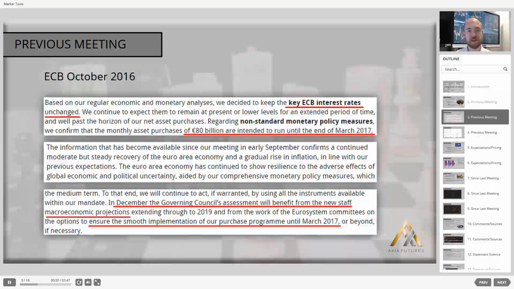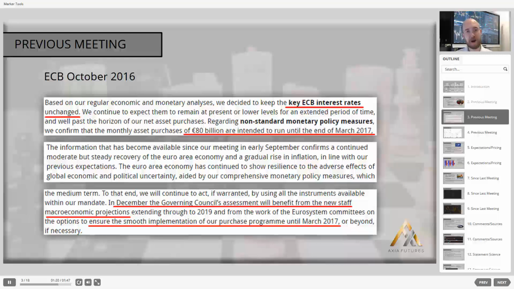So in 2016, I've highlighted the key things. The ECB left key interest rates unchanged. That was expected. They also stated that their bond buying of 80 billion a month was intended to run until March 2017. That equally was reiterating information we already knew. So nothing new there. However, what the ECB did do, and this is the forward guidance idea, they guided the market. They said in December, the Governing Council's assessment will benefit from new staff economic projections. And they are going to be looking at options to ensure smooth implementation of our purchase programme until March 2017.